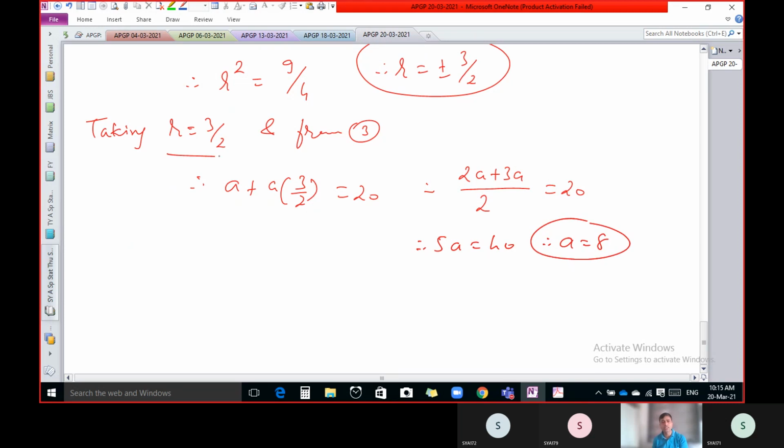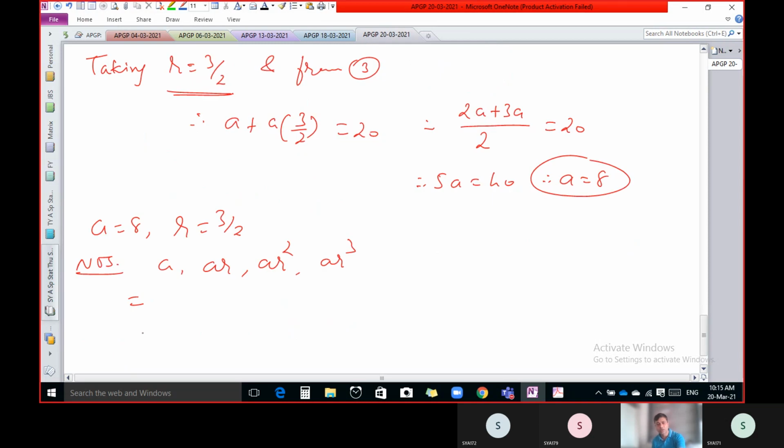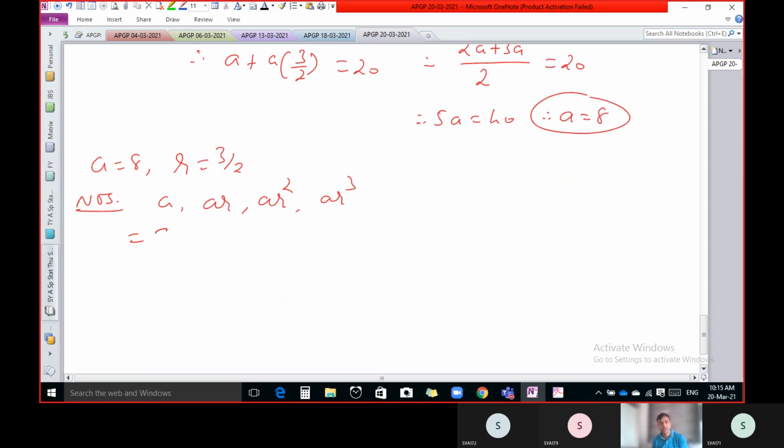So now r is 3 by 2 and a equal to 8. Our numbers are a, ar, ar square and ar cube. So putting a equal to 8, we get 8, 8 into 3 by 2, 8 into 3 by 2 square, that is 9 by 4, and 8 into 27 by 8.